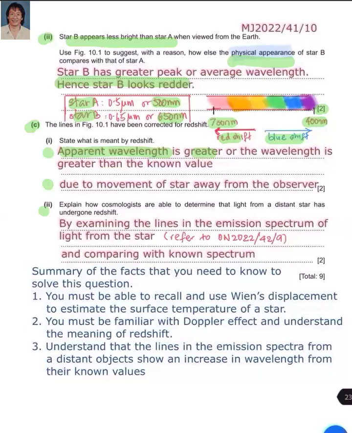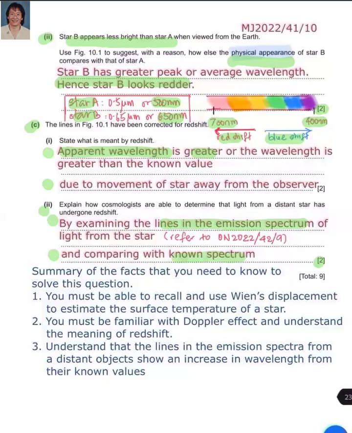Then for part 2, explain how cosmologists are able to determine that light from a distant star has undergone redshift. This question again carries 2 marks. In order to get the 2 marks, you must first say we examine the lines in the emission spectrum of light from the star, and then compare it with the known spectrum. The known spectrum is measured on Earth.